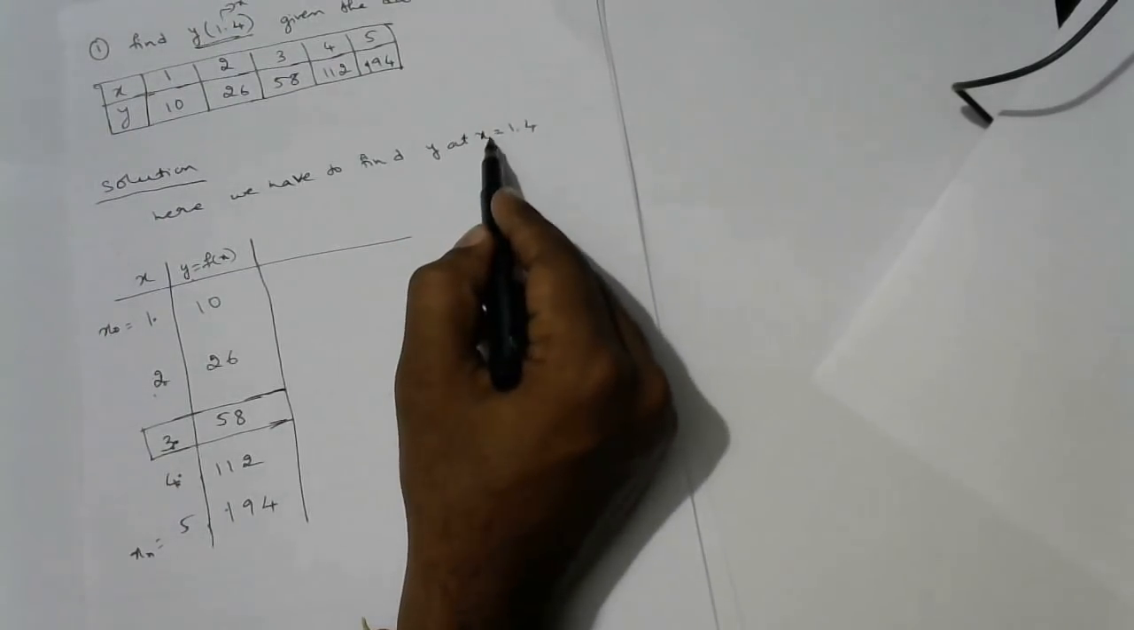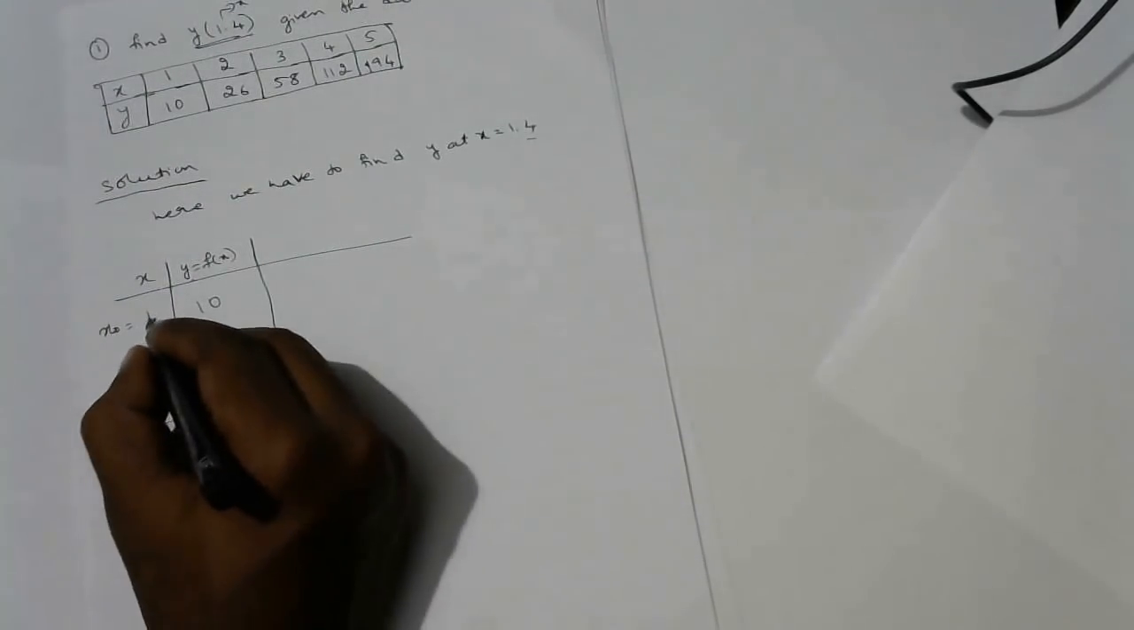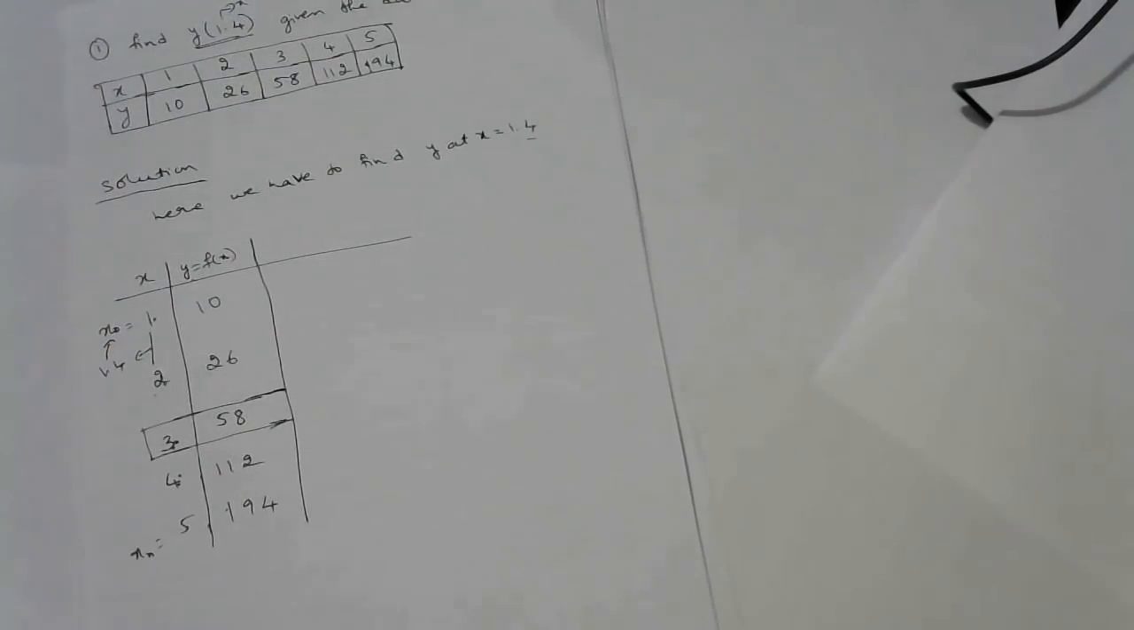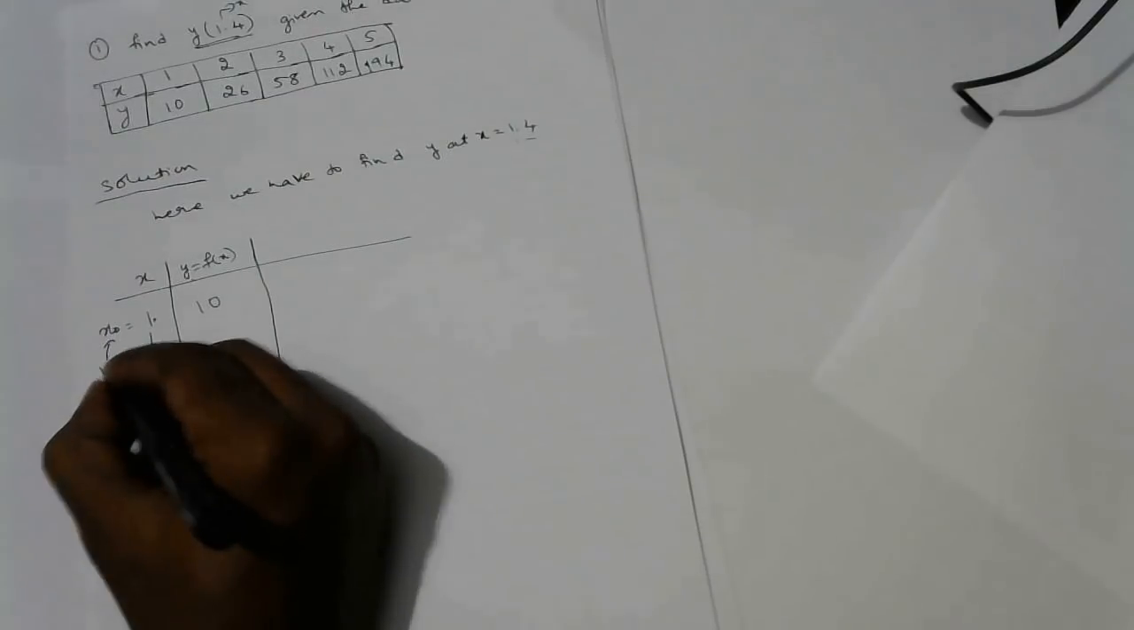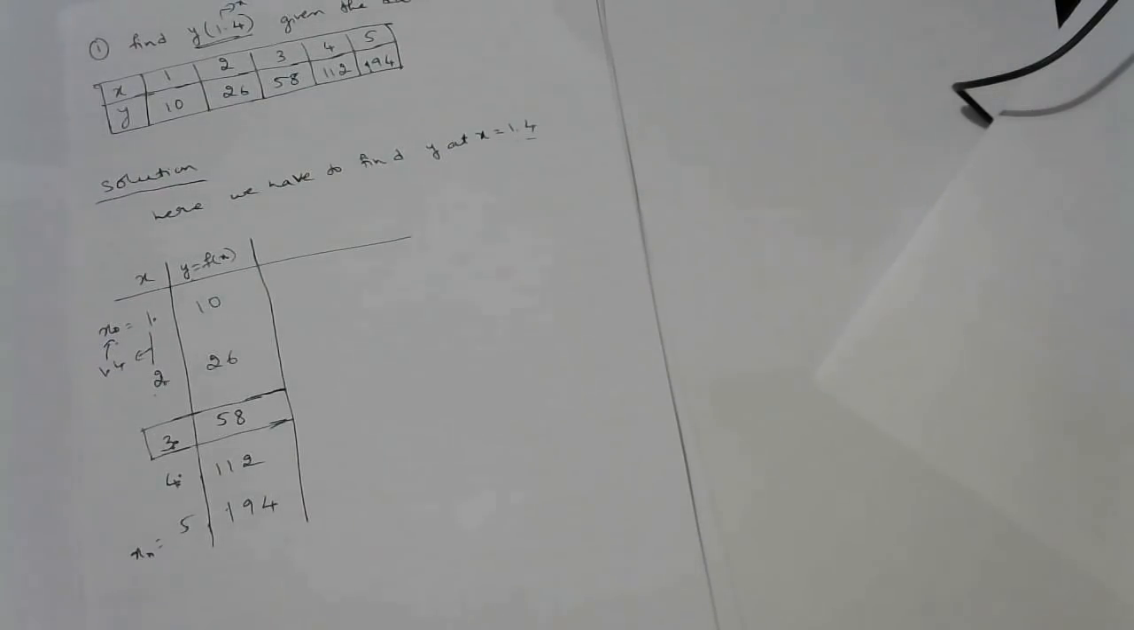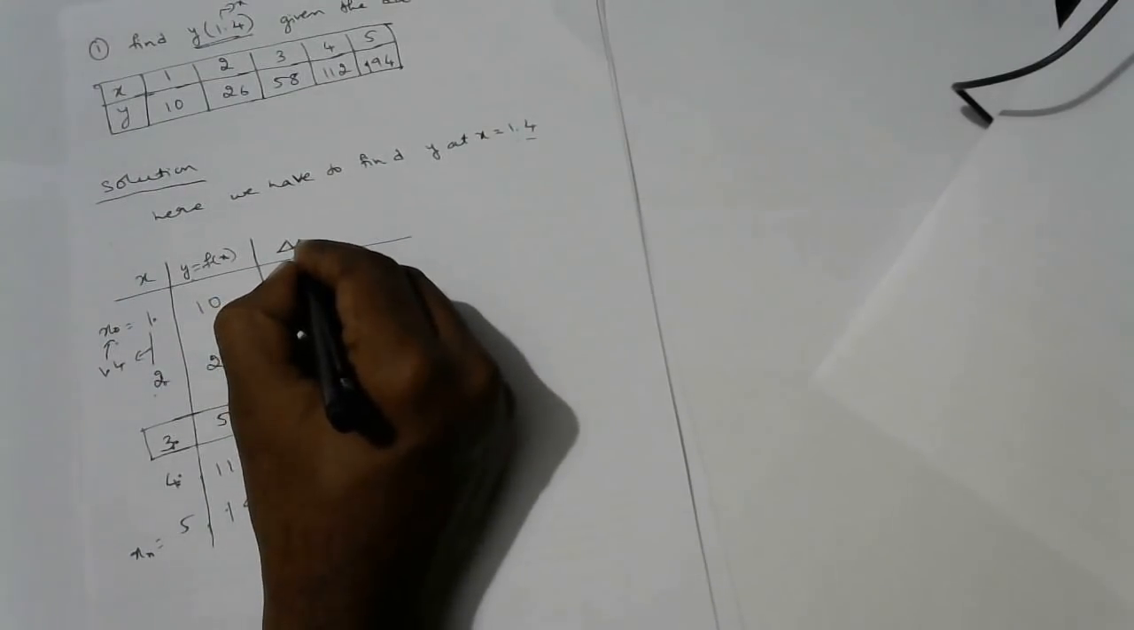So here what you have to find out is 1.4. It lies in between 1 and 2, so 1.4 is nearer to x naught. So you have to apply the Newton forward formula, which means you have to construct the forward table.